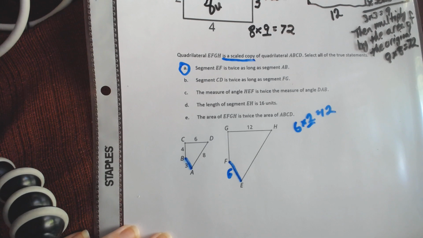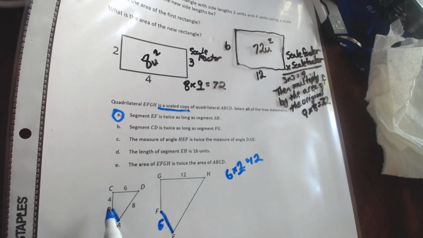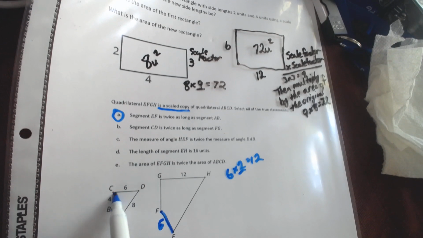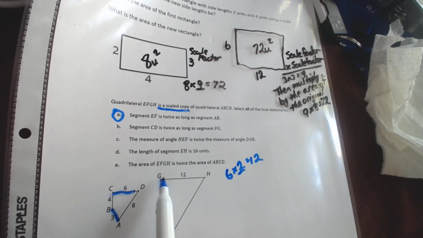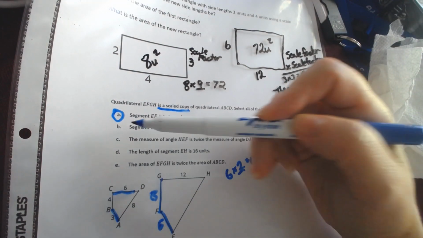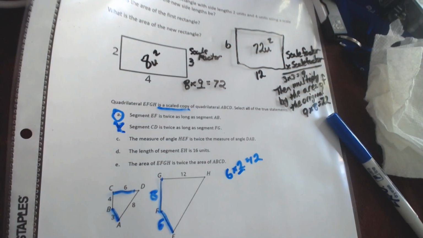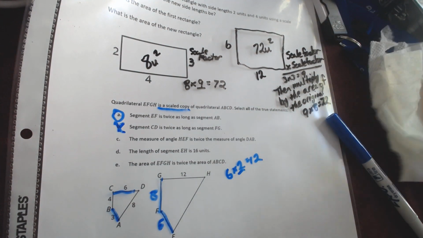Segment CD is twice as long as FG. Sorry about that. CD is twice as long as FG. This is 6, this is 4. So if this is 4, this has to be 8. So twice 6. So is 6 twice 8? No, it's smaller. This does not work. Okay? So we're going to look at the next one.